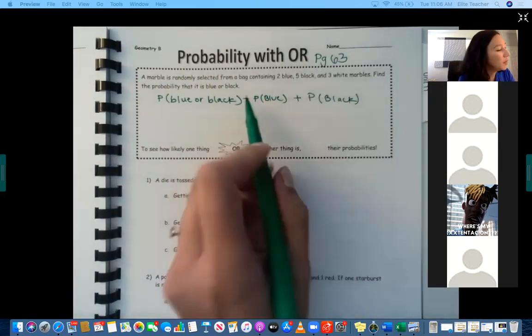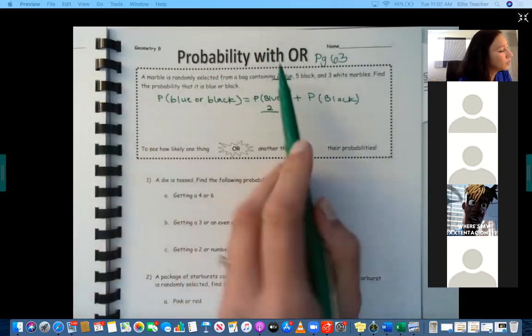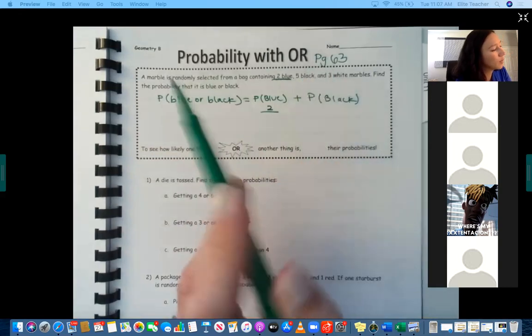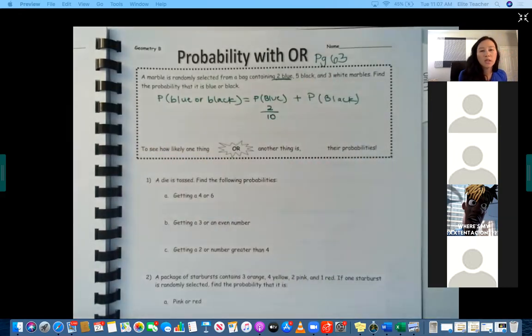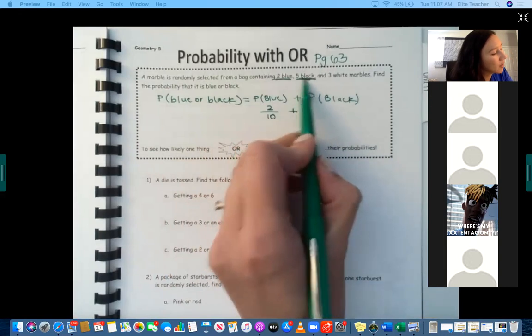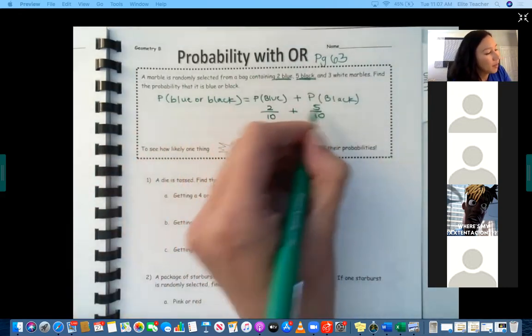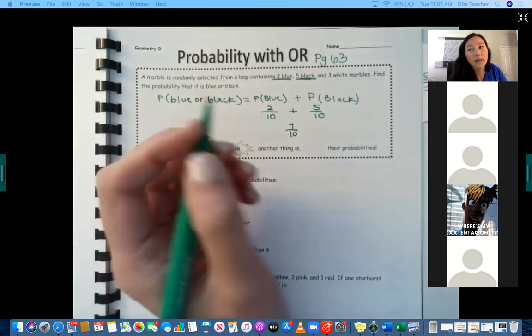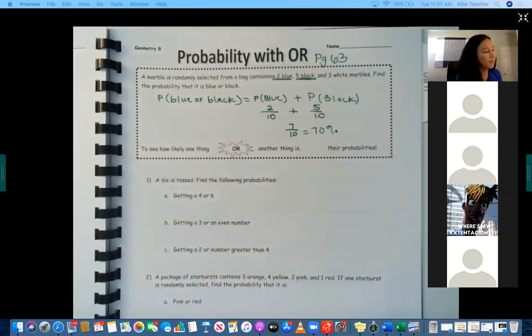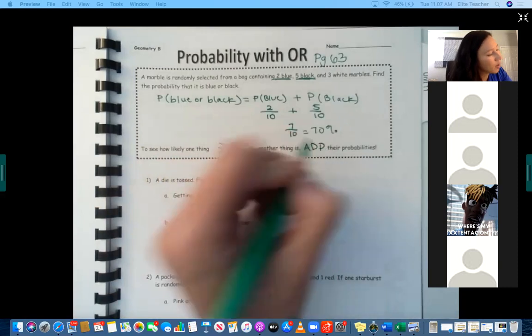So the probability of picking a blue, there are 2 blues, so it's going to be 2 over the total, which is 2 plus 5 is 7 plus 3 white, so there are 10 marbles total. So the probability of picking a blue is 2 out of 10, plus the probability of picking a black, which is 5 black marbles out of the total of 10. And so 2 out of 10 plus 5 out of 10 equals 7 out of 10, or there's a 70% chance that you would pick a blue or a black marble. So to see how likely one thing or another thing is, you're going to add their probabilities.